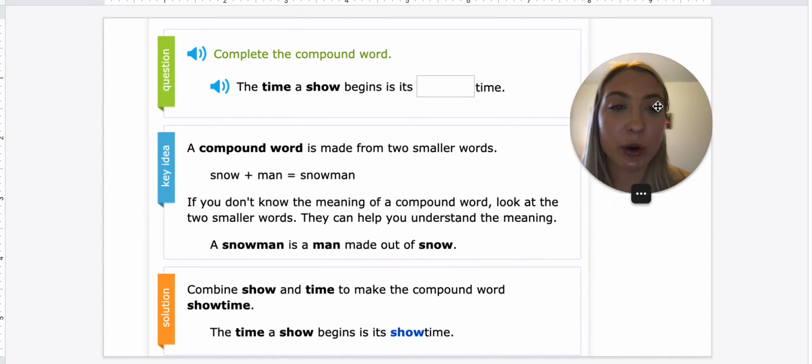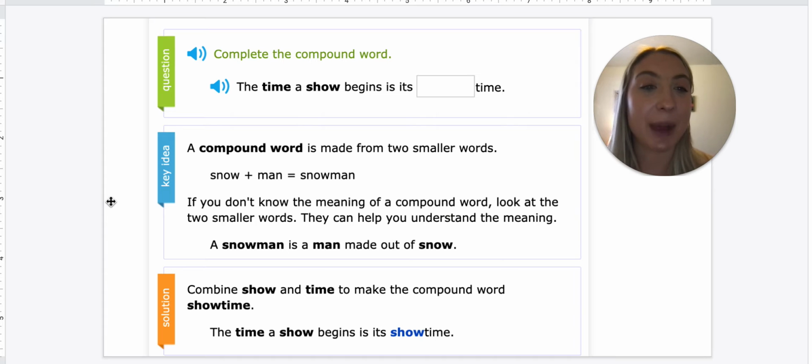As we're going over compound words, we're going to be practicing trying to make one in a sentence. So complete the compound word, it says. The time a show begins is its blank time. So they're showing us the words in bold. Those are the words that we want to make the compound word over. So we combine them. The time a show begins is its show time. So we see in this sentence, they already have time here. So they have the second part of the compound word, but we had to add the first part. And they highlighted the first two words, and they'll highlight some of the other words, but towards the end, we have to figure out on our own.